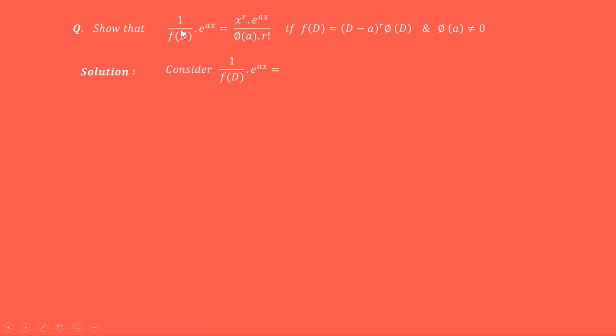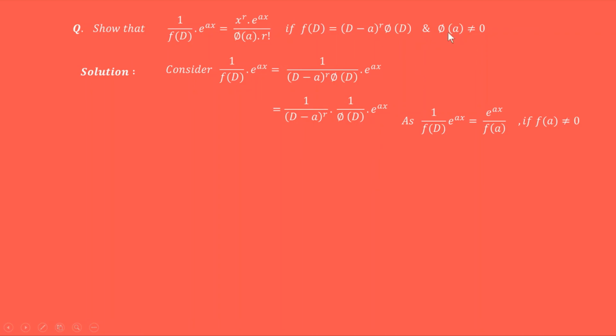Consider 1/f(D) e^x. He has given the value of f(D) as (D-a)^r phi(D), so put this value here. So this is equal to 1/((D-a)^r phi(D)) e^x. Take this 1/phi(D) outside: 1/(D-a)^r times 1/phi(D) e^x.